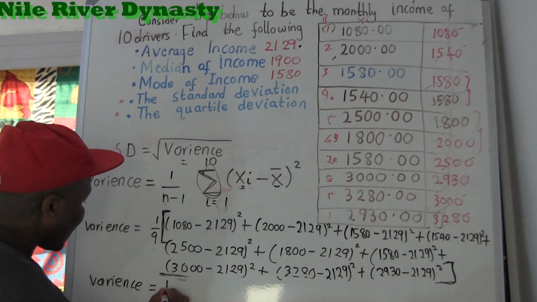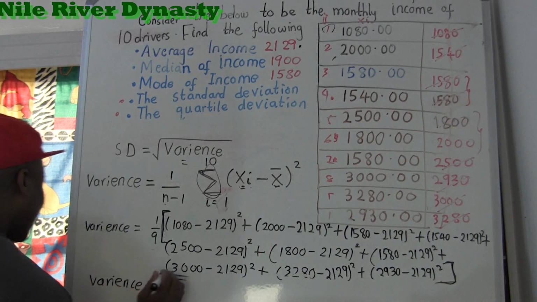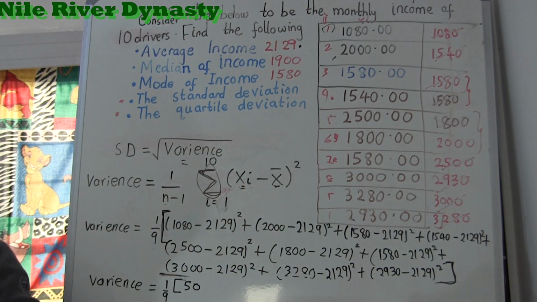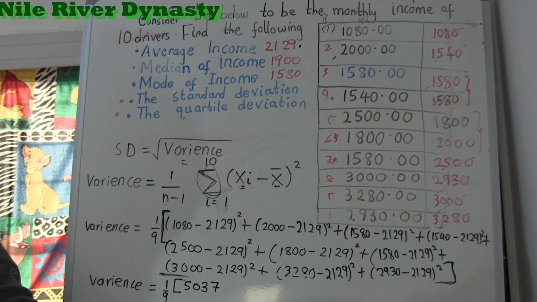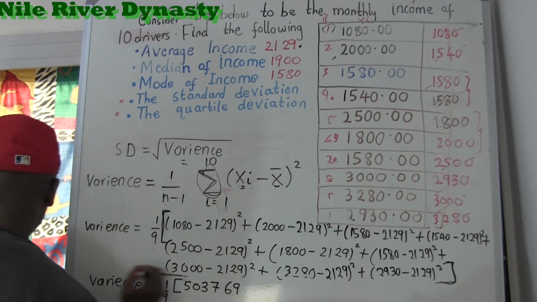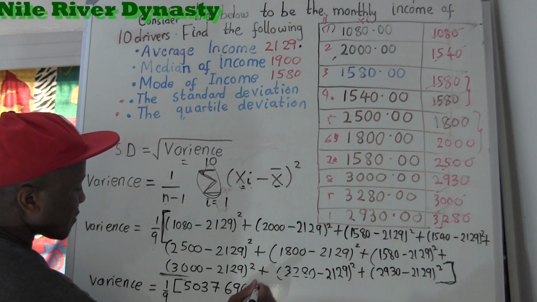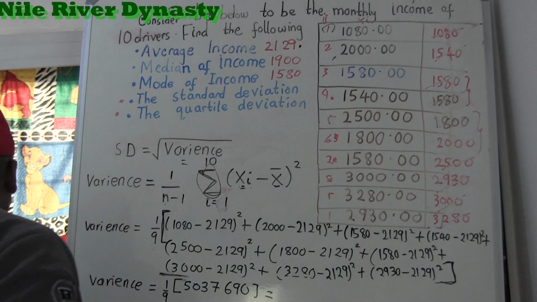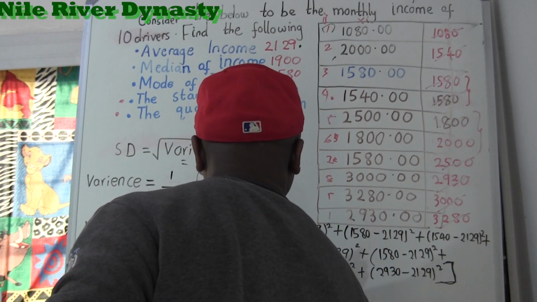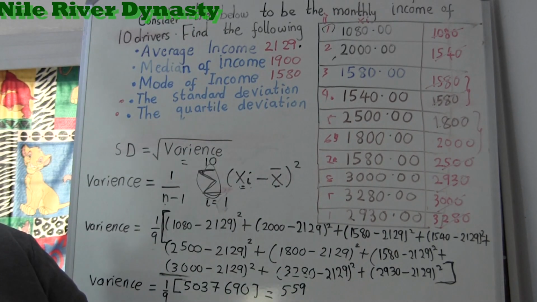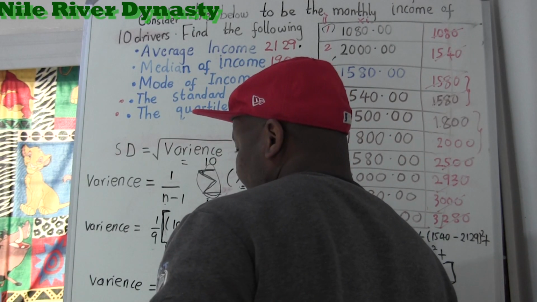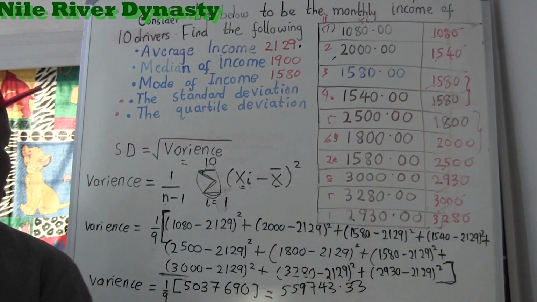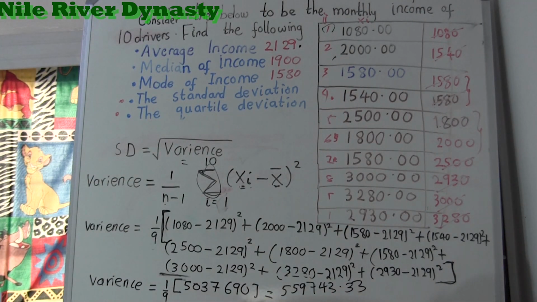Okay, so it's going to be 1 over 9, 1 over 9, and then bracket, and this is going to be 5, 0, 3, 7, 3, 7, 3, 7, 6, 9, 6, 9, 6, 9, 0. Plug it in the calculator and it's going to give 5, 5, 9, 5, 5, 9, 5, 5, 9, and then 7, 4, 3, 7, 4, 3, 23, 3. Okay, so these are variances. I hope you can see that. That's a variance.